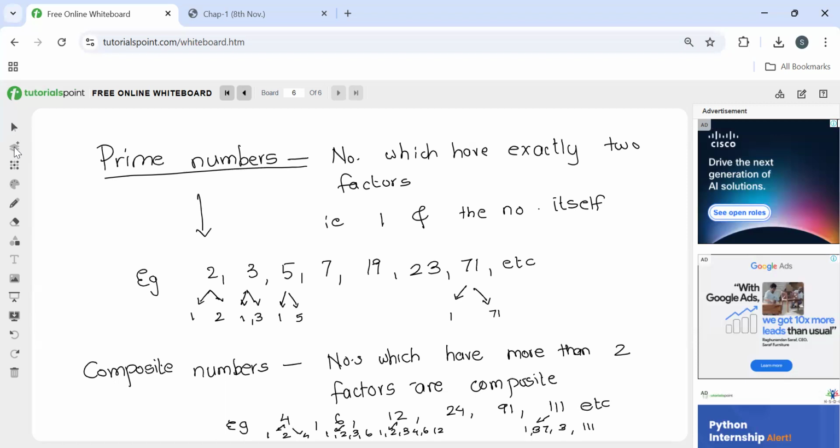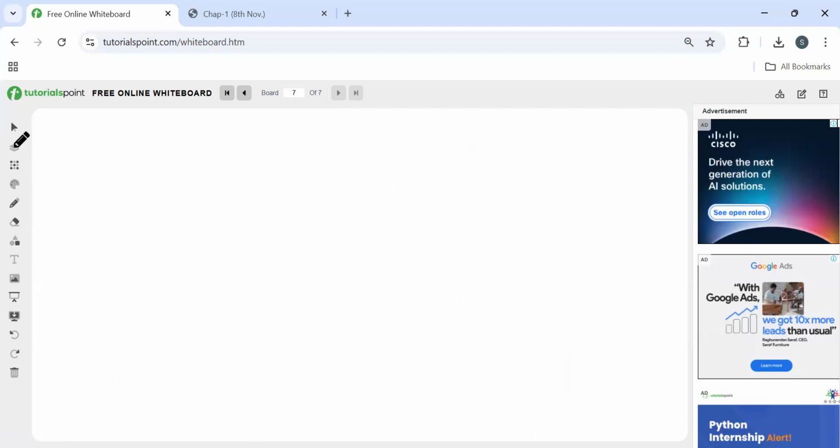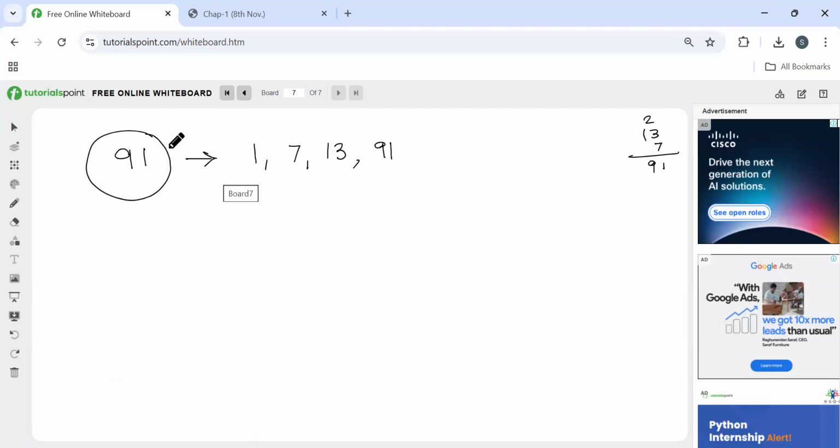The Fundamental Theorem of Arithmetic says that a composite number can be expressed as a product of prime factors. Let us see, for example, the number 91. The number 91 is a composite number, and it has the factors 1, 7, 13, and 91. If you multiply 13 by 7, you get 91. So these are the 4 factors of 91.